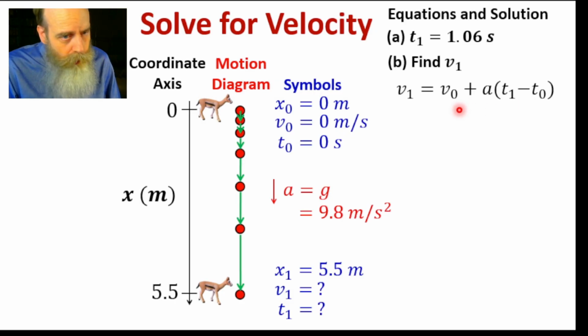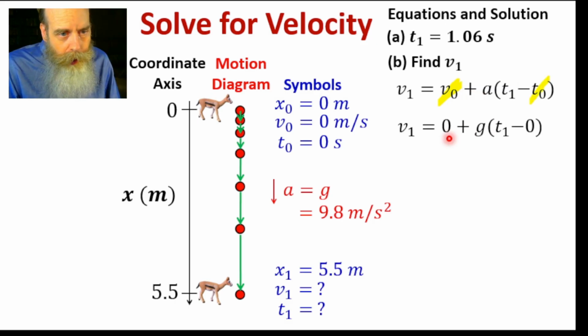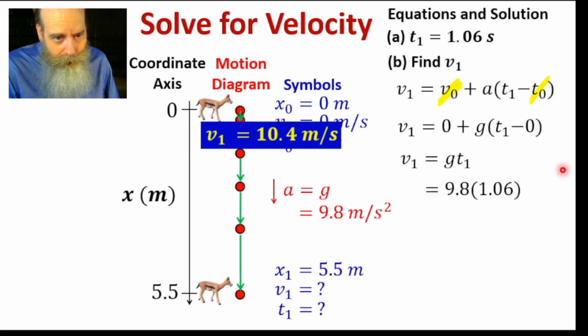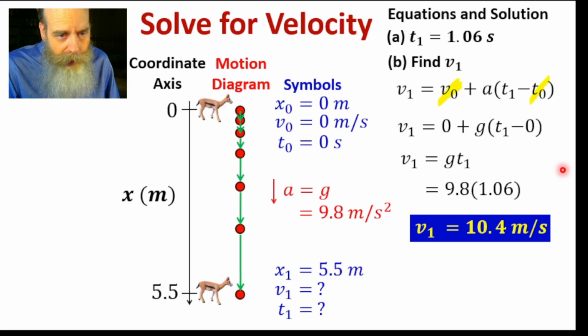Now, what do we know? We know that v0 is 0, t0 is 0, and a is g, and so we get this: v1 is 0 plus g (t1 minus 0), or v1 is g t1. Then put in our values. g is 9.8, t1 is 1.06, and we get v1 equals 10.4 meters per second. That's one way to solve the problem.